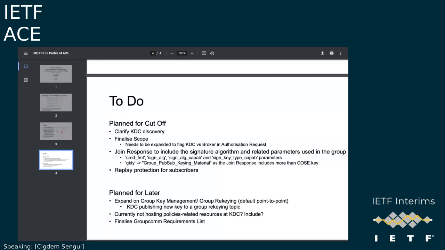Described as point to point. We were thinking of describing, or thinking whether it is worth adding, another group rekeying scheme. And then there are additional operations supported at the KDC regarding policies and so on. So these will be done later, after the cutoff. And that's my update for the PubSub.